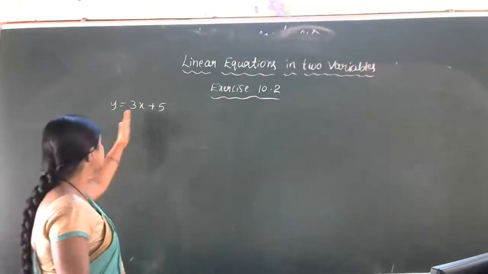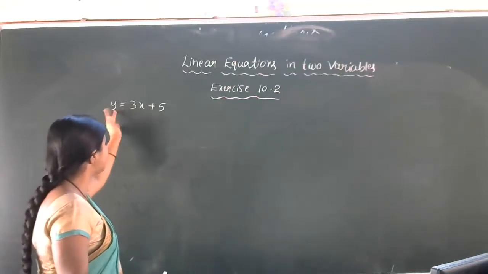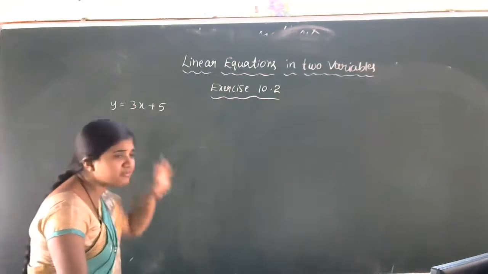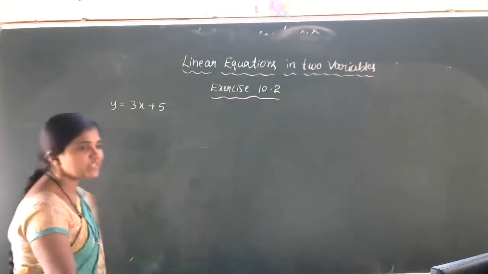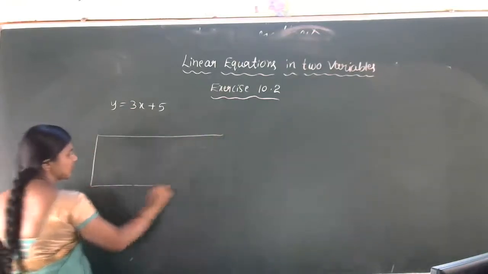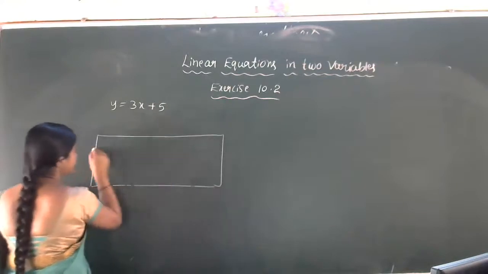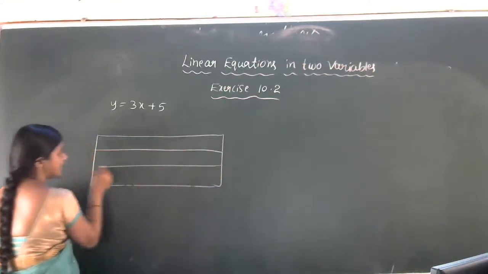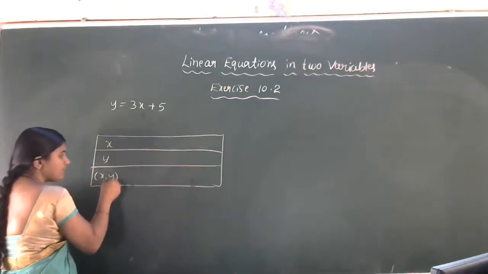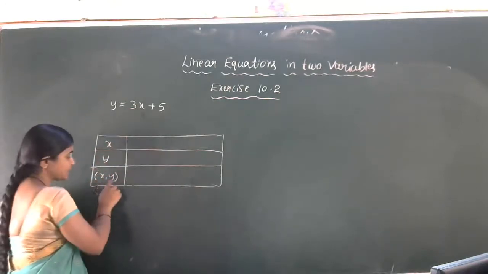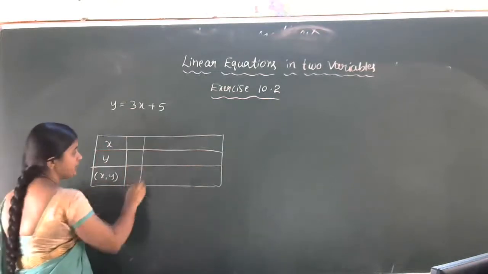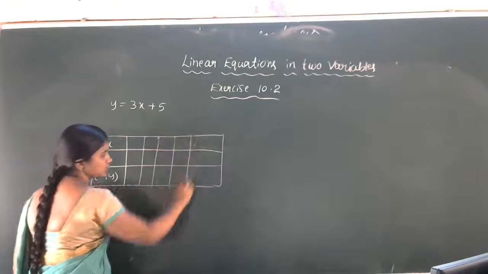See, y is equal to 3x plus 5. This is a y variable, 3x, another x variable. Yes, you can find infinitely many solutions. I'll give the conclusion. How to find the solution, I'll explain one time. We have to prepare one table like this: x first, y next, together x comma y solution form. Always solutions are represented by this form, no? X comma y. So now we'll work out a few solutions for this.